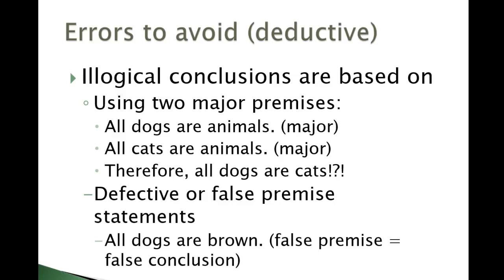Or if you have a premise that is false, like all dogs are brown. Well, you can't start with that and get anywhere because that's not a true premise. That's a major category, but it's not true. All dogs are not brown. So there's no way you're going to come up with a correct conclusion if your premise is false.